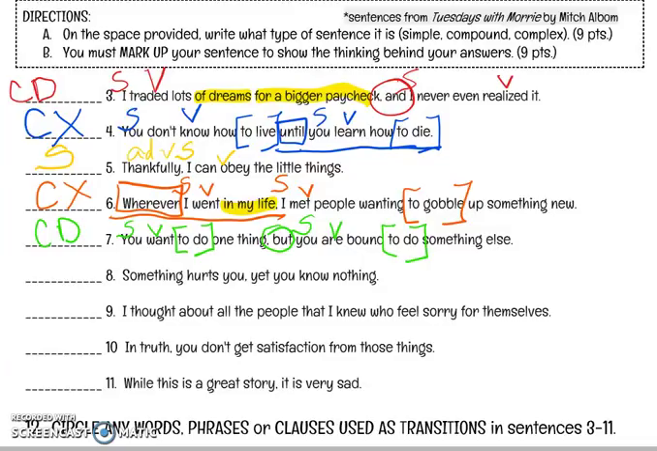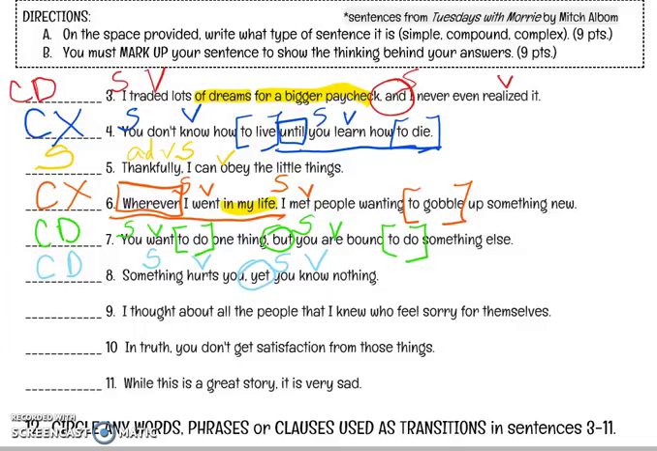Something hurts you, yet you know nothing. All right, I don't see any prepositional phrases, no infinitives. I do see a comma yet, so I have to go through my fanboys, and yes, there is a Y, yet. So on the left side, what's the subject? What's the sentence about? It's about something. What does something do? It hurts. On the other side, you, what do? You know. So here's another compound sentence.